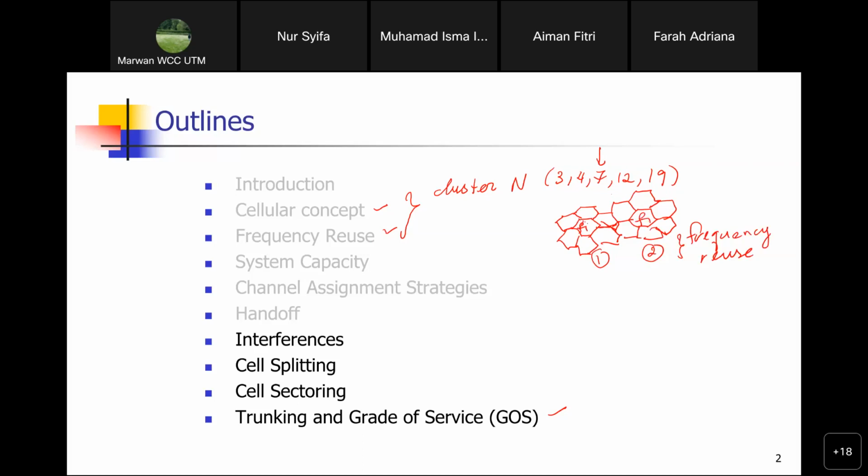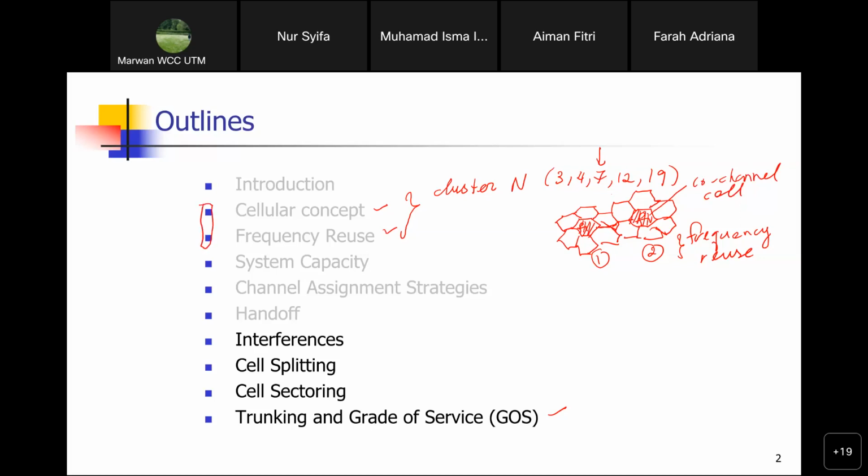So we have this cell and this cell, which is what we call a co-channel cell, because they are cells that are using the same frequency. So this is the concept that we've been discussing for the past 2 weeks.